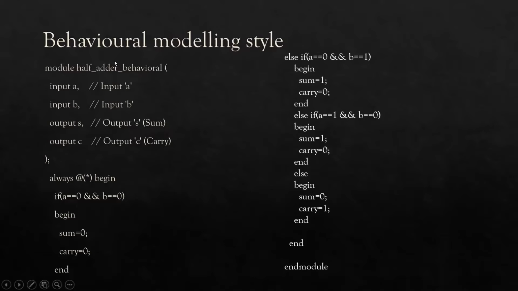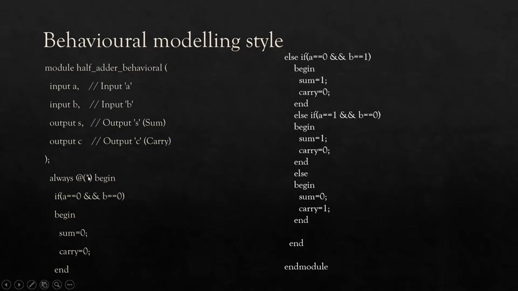Behavioral modeling involves truth table logic. Based on the truth table behavior, you need to write the code. You need to write your own logic. Up to this point it is the same. Module half adder behavioral is the module name. What are the inputs and what are the outputs? This one is always @(*) begin, which means whenever there is a change in any input. We can say this is a loop.